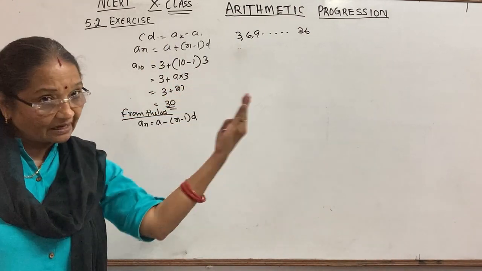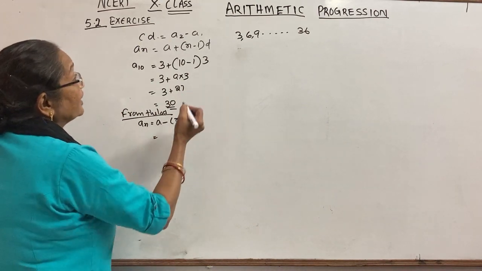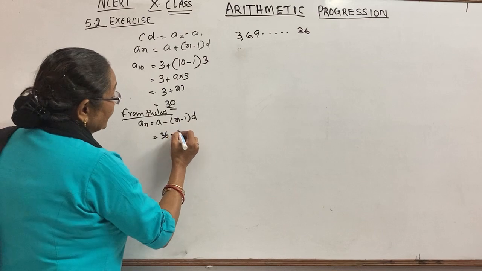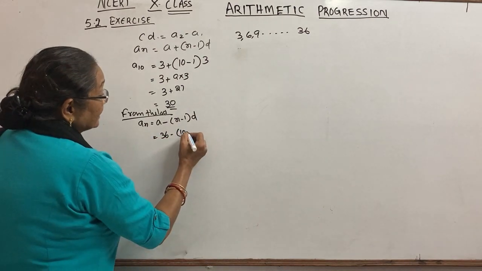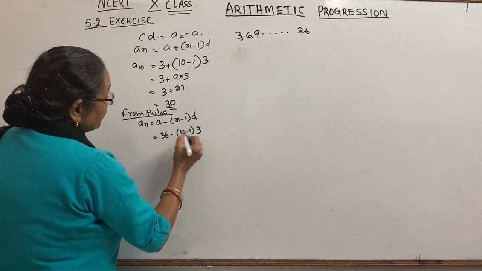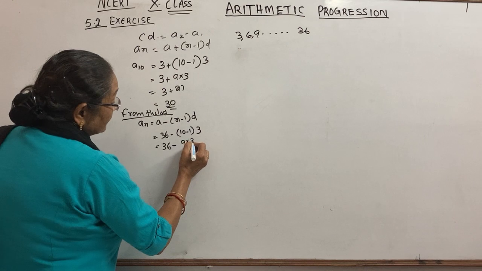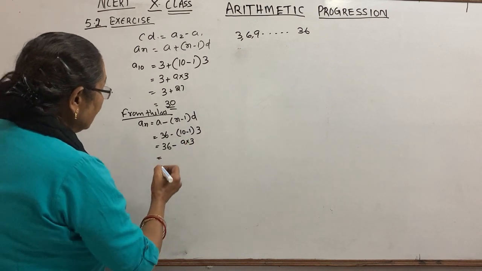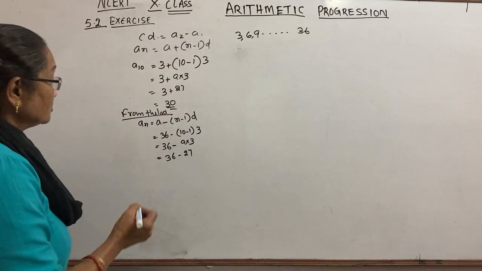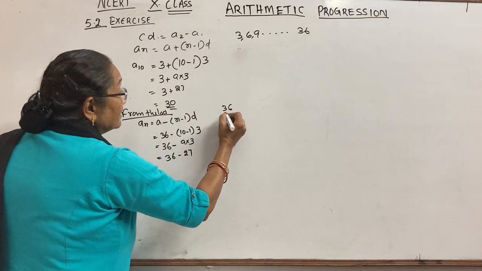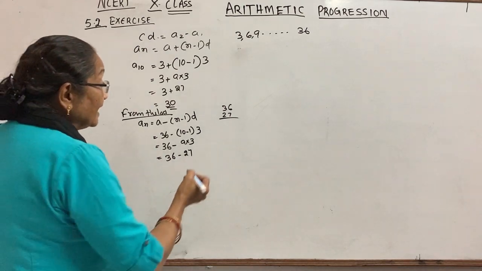When it is from the last, if he says, you will do it. So our A is what? 36 minus n is what? From the last, find the 10th term, he said. A10 minus 1, d is what? 3. Then 36 minus 9 into 3. 9 3s are 27. 36 minus 27. So how much is coming?